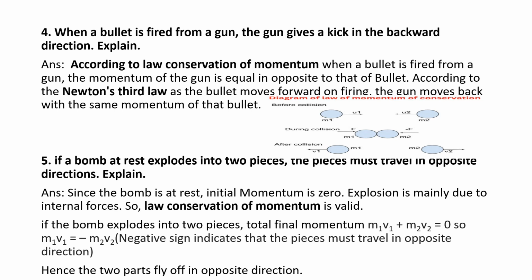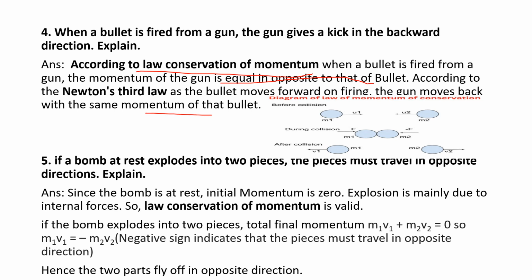Fourth question. When a bullet is fired from a gun, the gun gives a kick in the backward direction. Explain. Here also, according to the law of conservation of momentum, when a bullet is fired from the gun, the momentum of the gun is equal and opposite to that of the bullet. What does Newton's third law define? For every action, there is an equal and opposite reaction. So that's the reason. According to Newton's third law, as the bullet moves forward on firing, the gun moves back with the same momentum as that of the bullet.